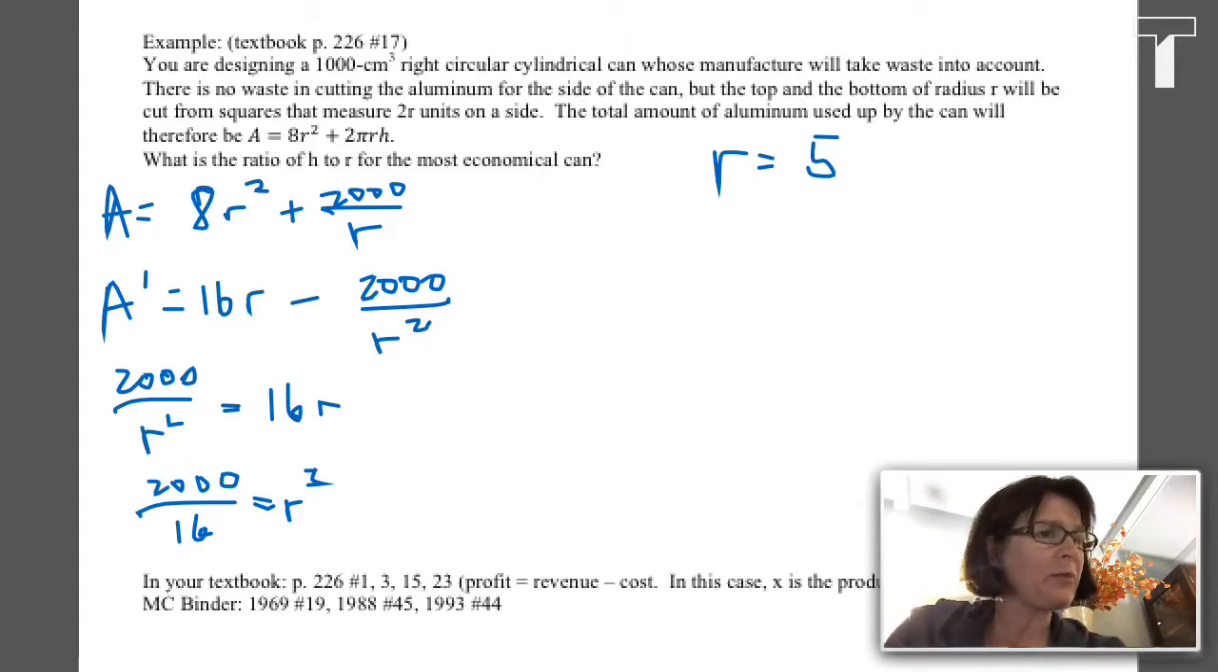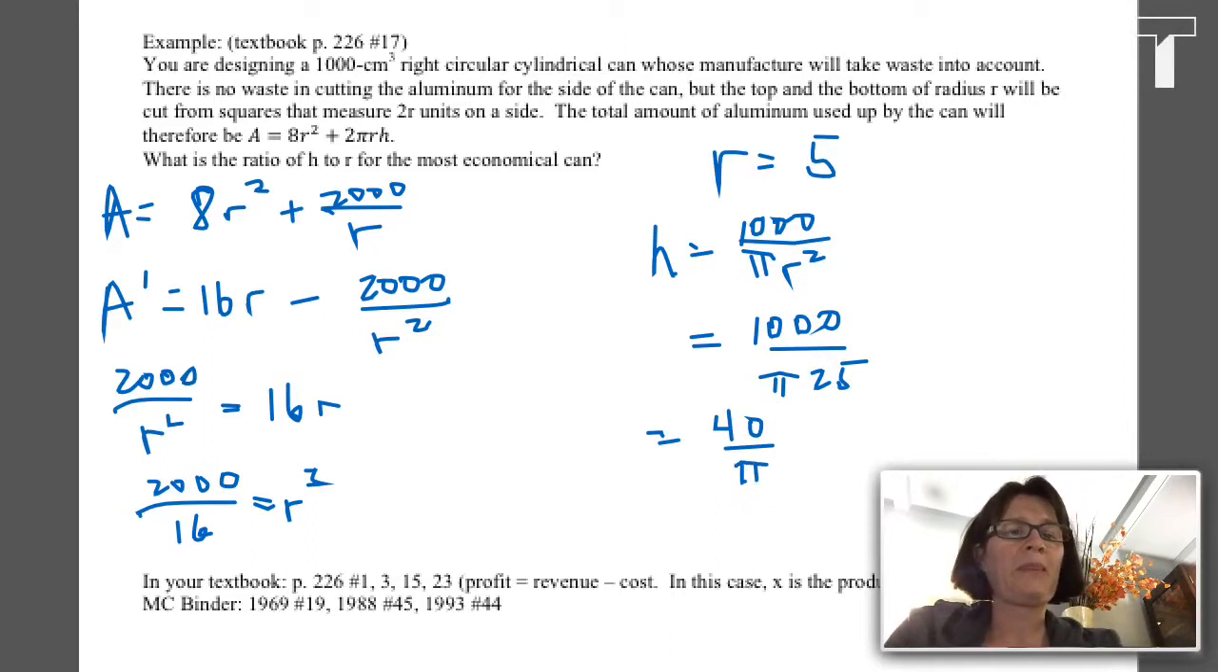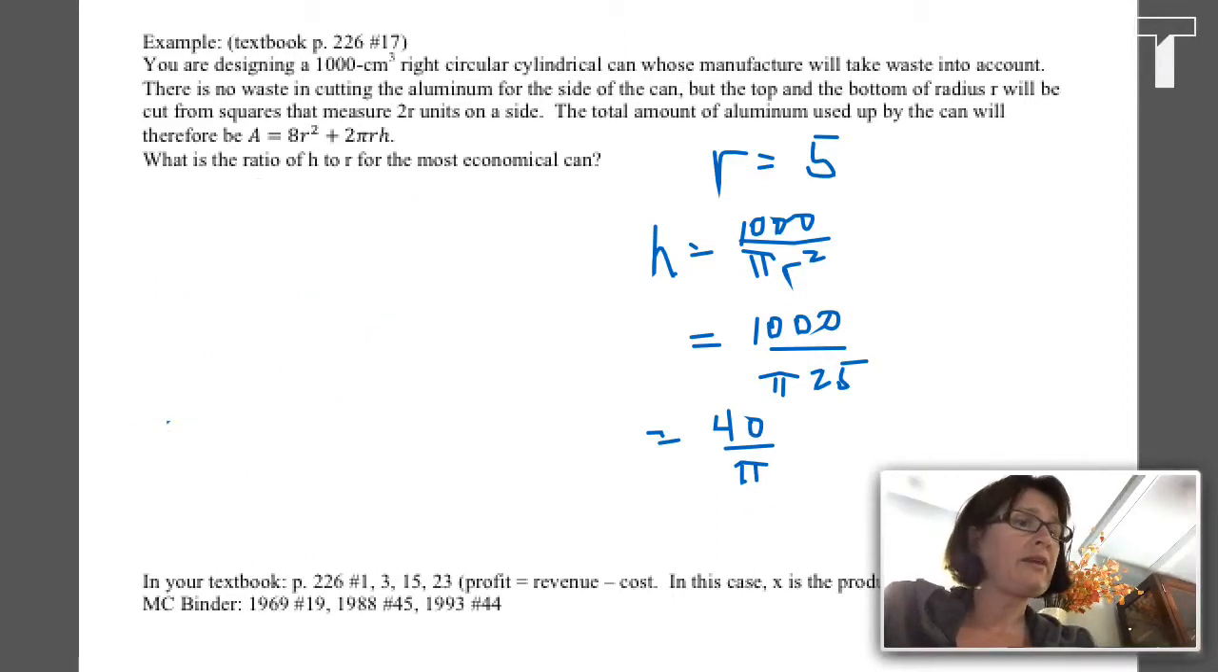So I'm going to use that same formula I had for height a second ago. Height is 1,000 over pi r squared. So that's going to be 1,000 over pi times r squared, in this case, is 25. And I get 40 over pi. I've got one more step.